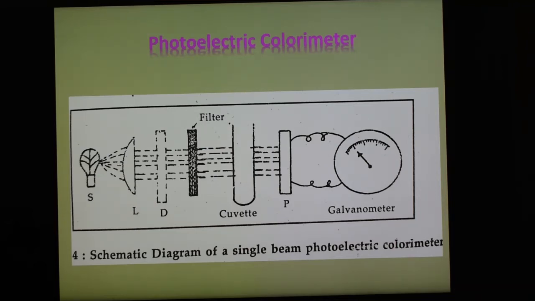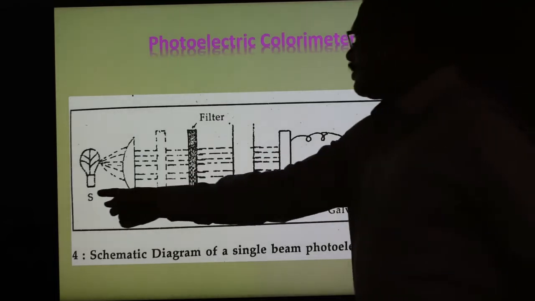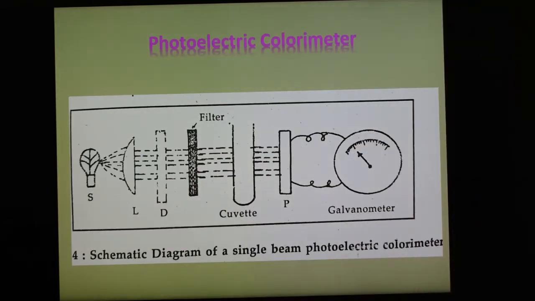The instrument used in this technique is known as the colorimeter. Sometimes it is known as a photometer, or also the photoelectric colorimeter. The instrument is useful for working in the visible range, that is from 400 nanometer to 750 nanometer wavelength. The block diagram is shown here: this is the source, then slit, diaphragm, cuvette and galvanometer.